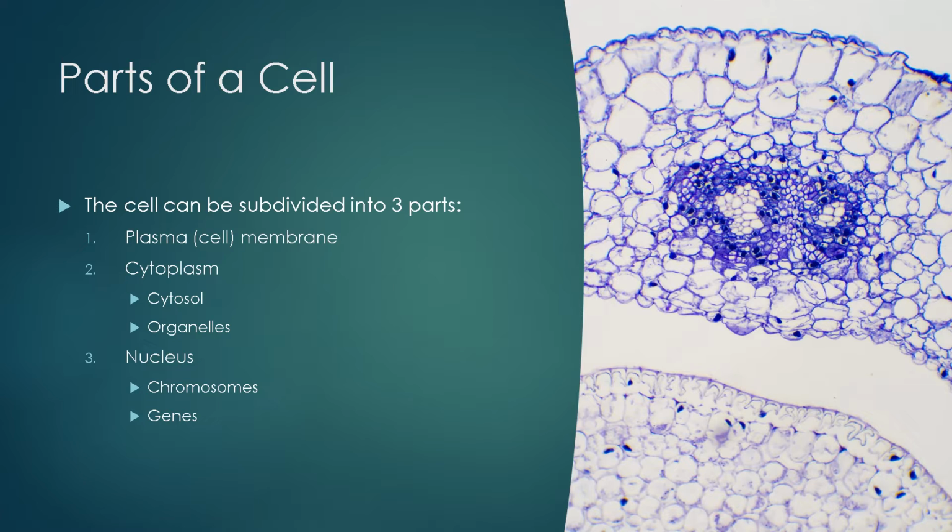So a generalized cell can be split or subdivided into three different parts. These are the plasma membrane, the cytoplasm, and the nucleus. So the cytoplasm includes the cytosol, which is kind of like the gel surrounding all of the organelles, and the organelles are the second part of the cytoplasm. And the nucleus includes chromosomes, and those chromosomes have genes.